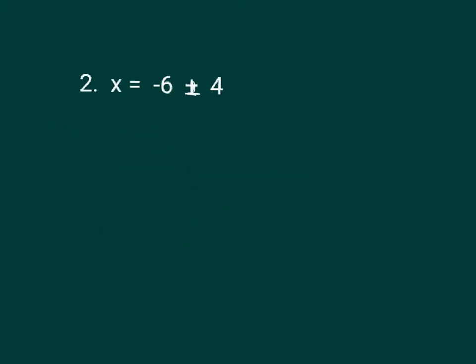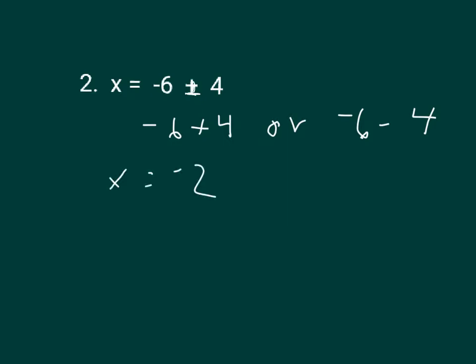Number 2 also has two answers, but in this case, the symbol means plus or minus 4. So we'll have to figure out what is negative 6 plus 4, and also what is negative 6 minus 4. Negative 6 plus 4 is negative 2.